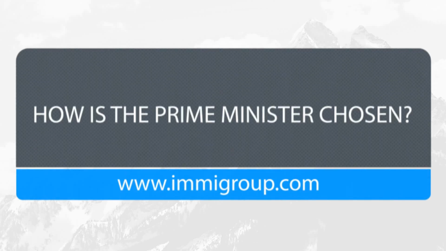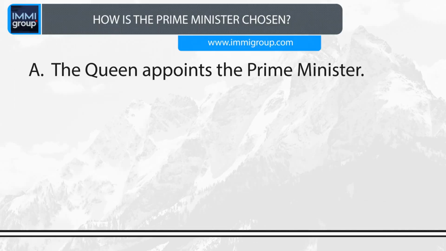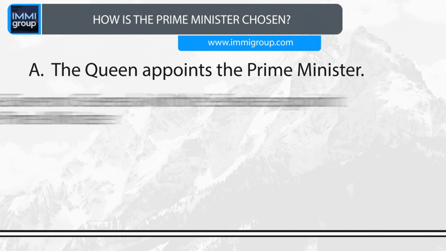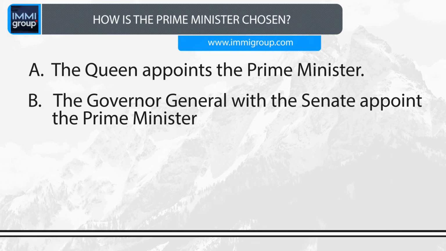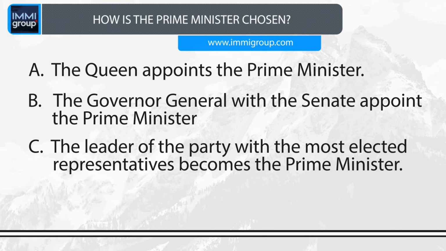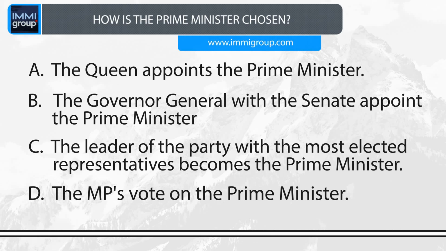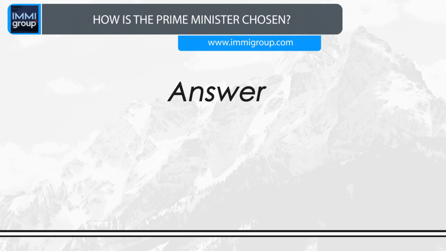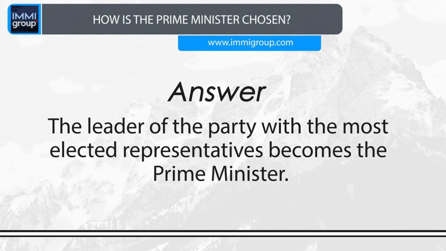How is the Prime Minister chosen? A. The Queen appoints the Prime Minister. B. The Governor-General, with the Senate, appoints the Prime Minister. C. The leader of the party with the most elected representatives becomes the Prime Minister. D. The MPs vote on the Prime Minister. Answer: The leader of the party with the most elected representatives becomes the Prime Minister.